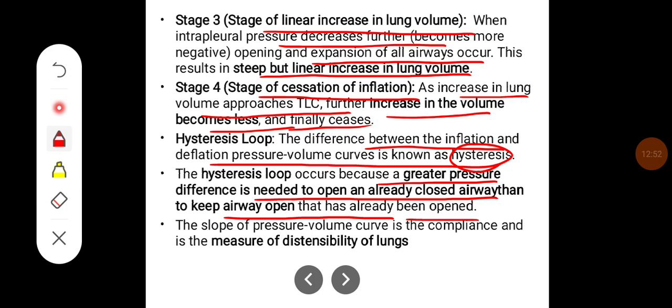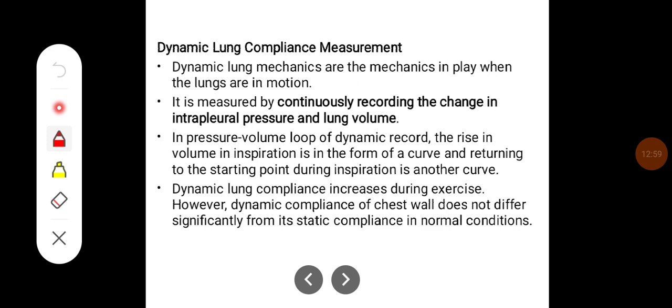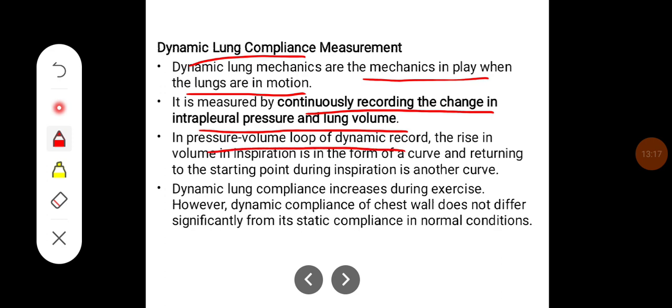The slope of the pressure volume curve is the compliance and it is the measure of distensibility of the lung. The dynamic lung compliance measurement. Dynamic lung mechanics are the mechanics in play when the lungs are in motion. It is measured by continuously recording the change in the intrapleural pressure and lung volume. In the pressure volume loop of the dynamic record, the rise in the volume in inspiration is in the form of a curve and returning to the starting point during expiration is in another curve.